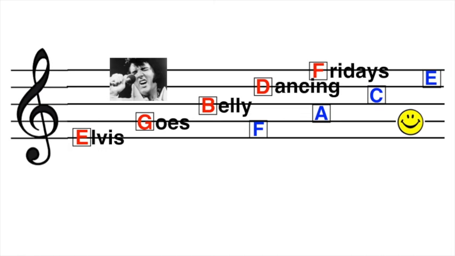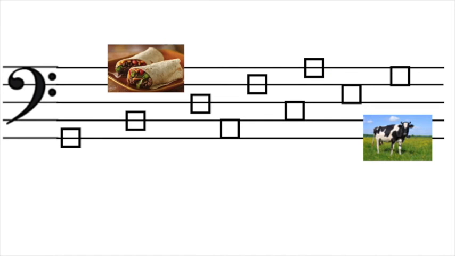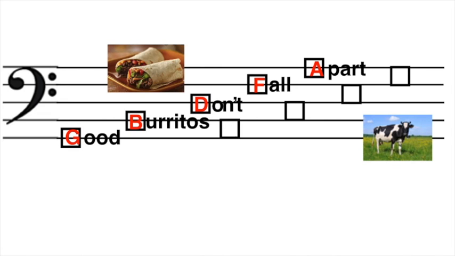Moving on to the bass clef. Just like the treble clef, we will start from the bottom and ascend. For this, we will use the letters G, B, D, F, and A. And the mnemonic to help you remember that is good burritos don't fall apart, which is true.